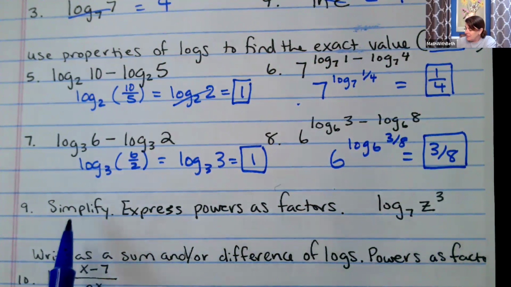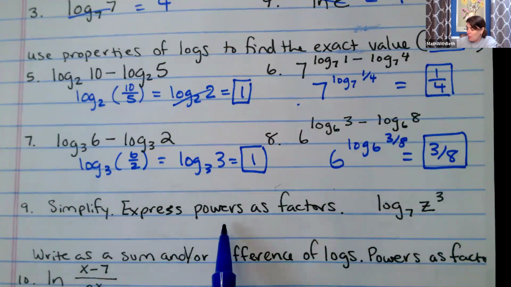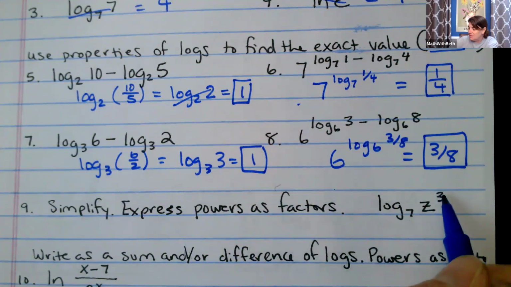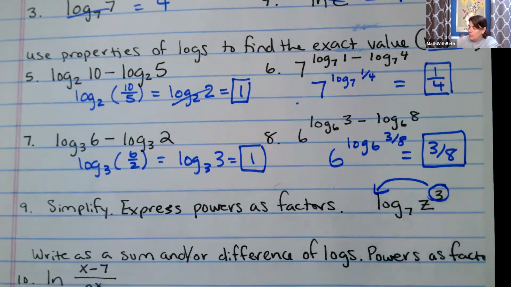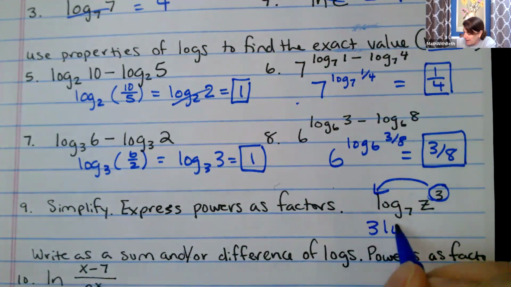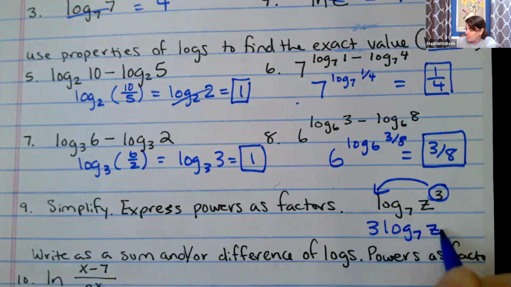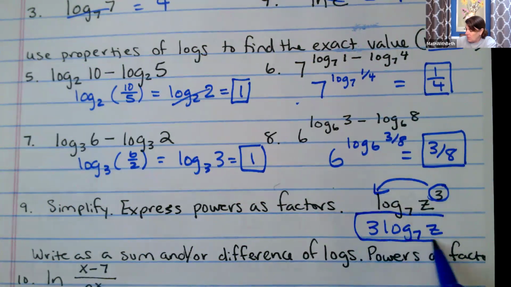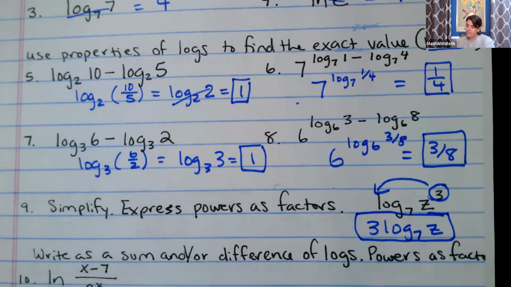And then something like 9 saying simplify, express powers as factors, just means we don't want an exponent. So if there is an exponent, move it out front, because now it's a factor, meaning now it's being multiplied instead of being an exponent. So that's all I would want you to do for something like this one.